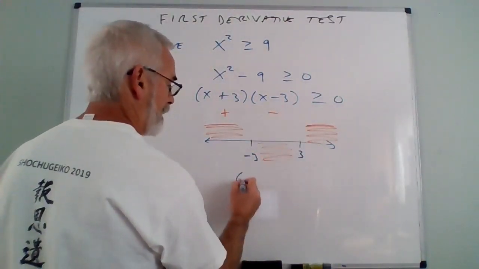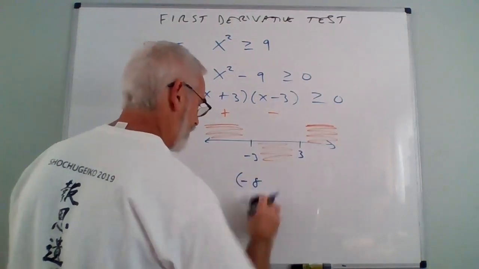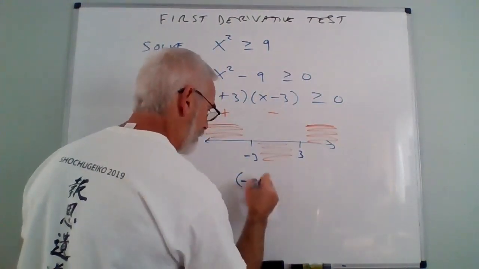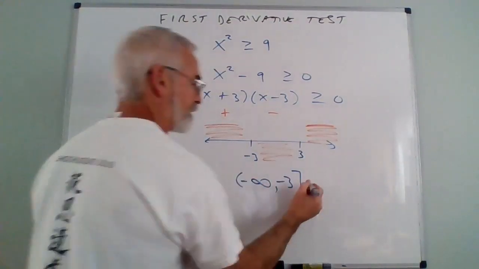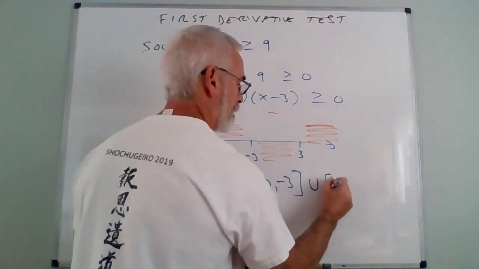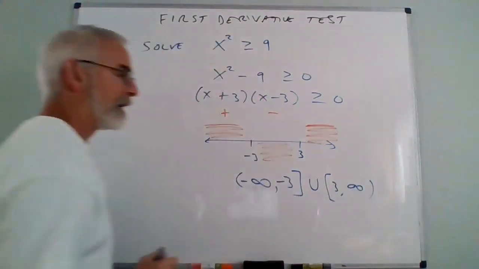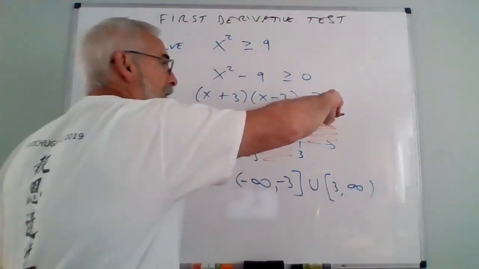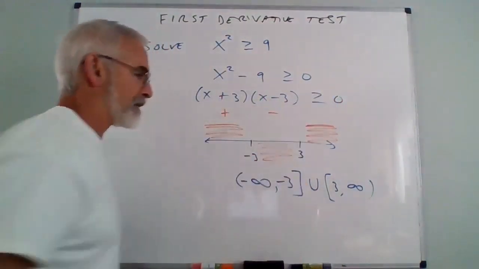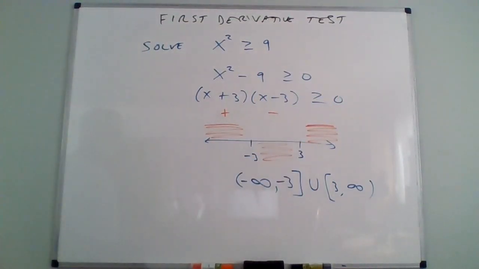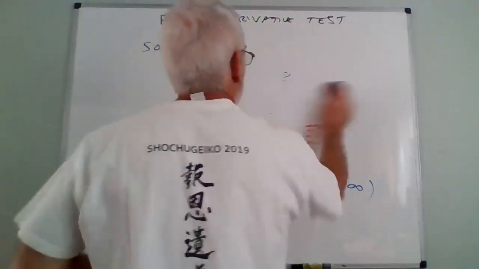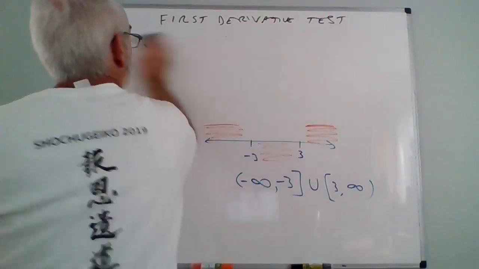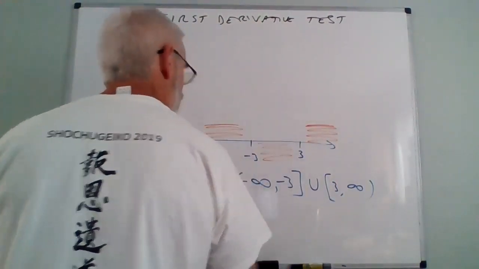So my answer would be negative infinity, oops, not negative 8, negative infinity to negative 3, closed, because that's a closed interval, union, 3 to infinity. Had the answer been in the other direction, I would have picked that interval. So this is pretty simple stuff. Everybody hopefully remembers how to do things of this nature, okay? So the factoring is actually really huge. So let's do another one similar to this.